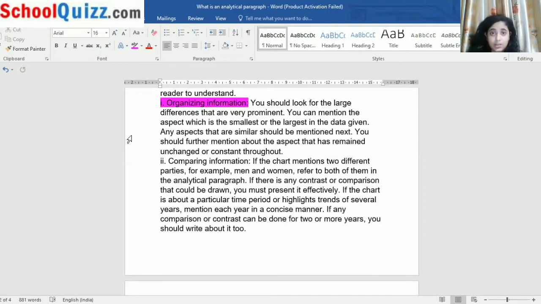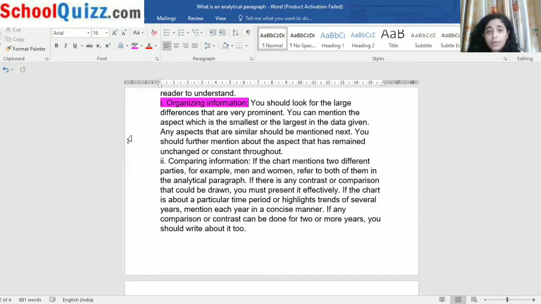First is agriculture, second is textile, and third is service. Okay, like all that you have to mention, step by step. So you have to organize the data. You cannot just write service, after that agriculture, after that textile. No, you have to write the three simultaneously, as they are given in that sequence. So you should look for the larger differences that are very prominent. You can mention the aspect which is the smallest or the largest in the data given.